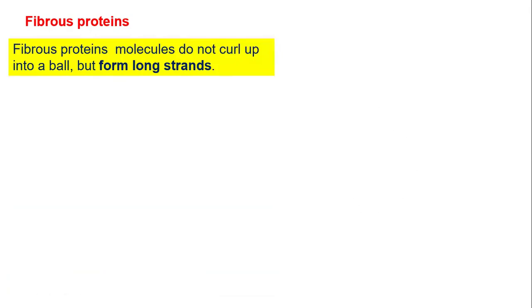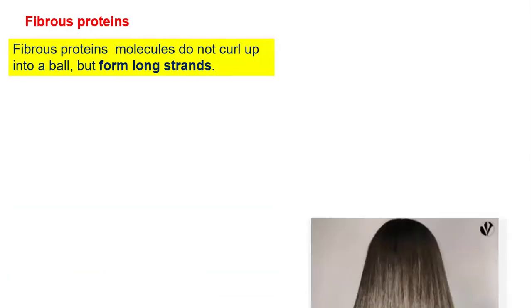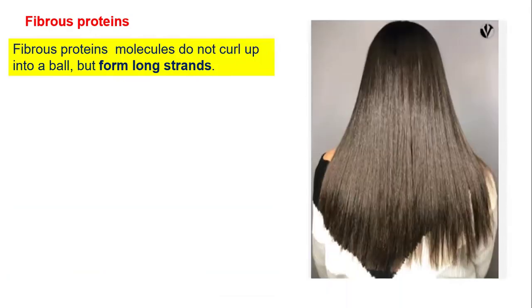Let's look at a very common example that we all have, hair. You can see that hair is fibrous. It has those long strands. So hair is a fibrous protein, it's keratin. And fibrous proteins, most of the time, are insoluble. They do not dissolve in water. I'm sure you always go and shower, but you have never seen your hair dissolving. Why? Because it's a fibrous protein.